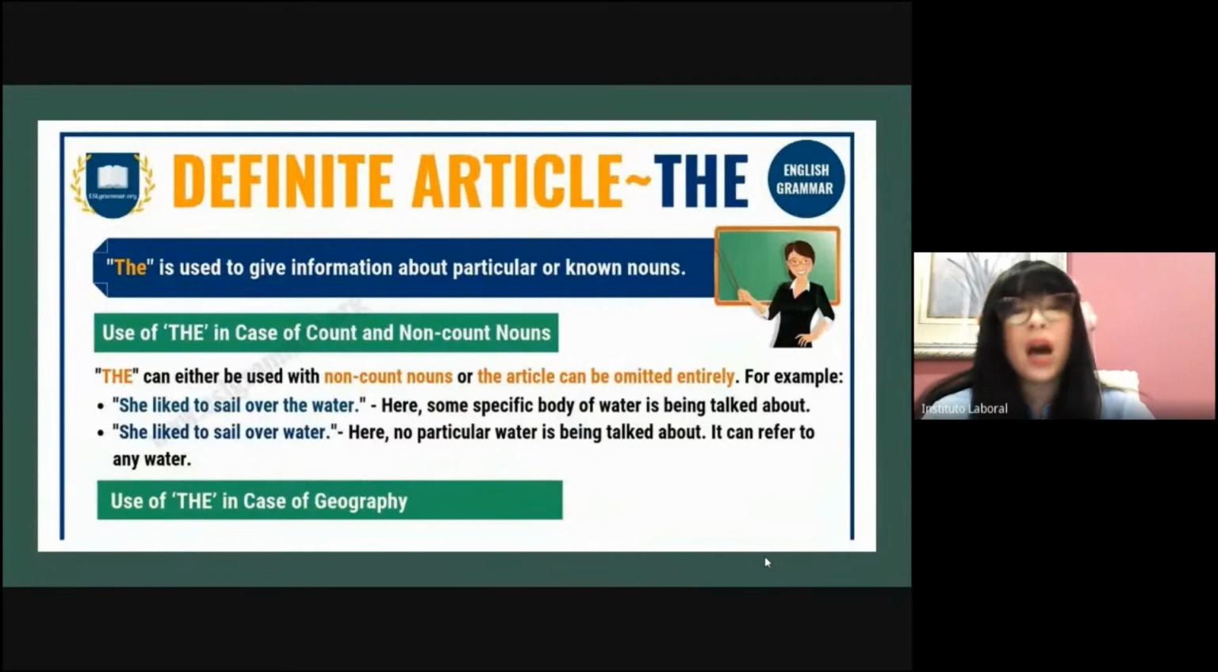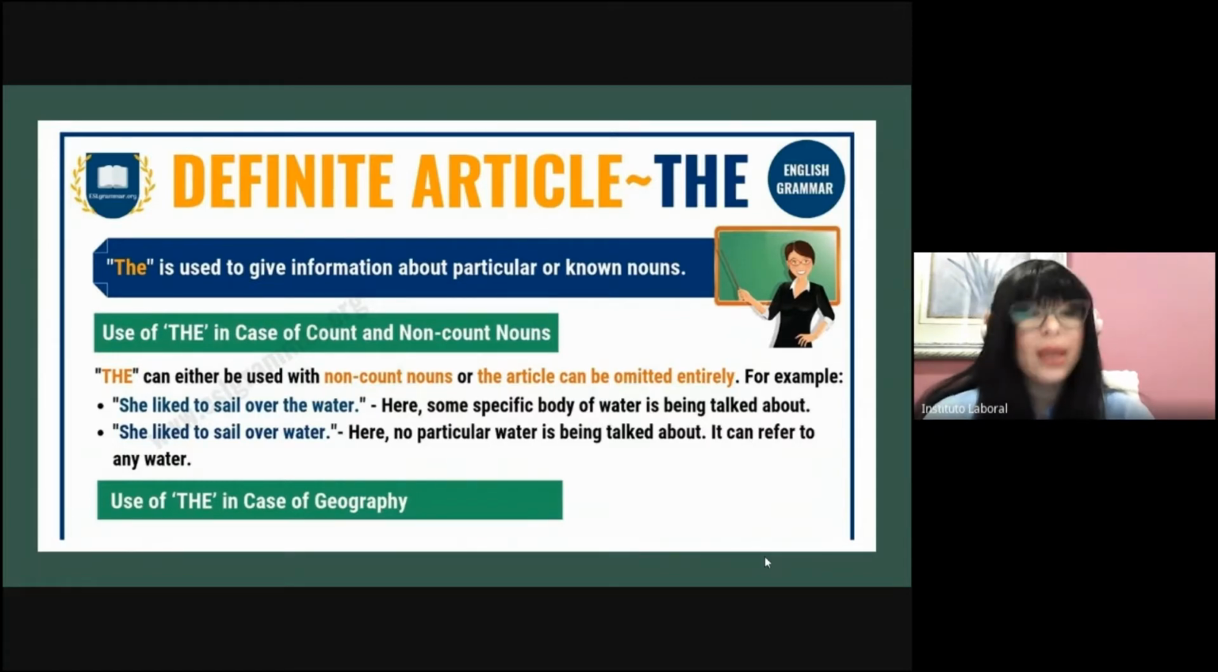The definite article in English is the word the. The is used to give information about a particular or known noun. We use the with count and non-count nouns. It can either be used with non-count nouns or the article can be omitted entirely.